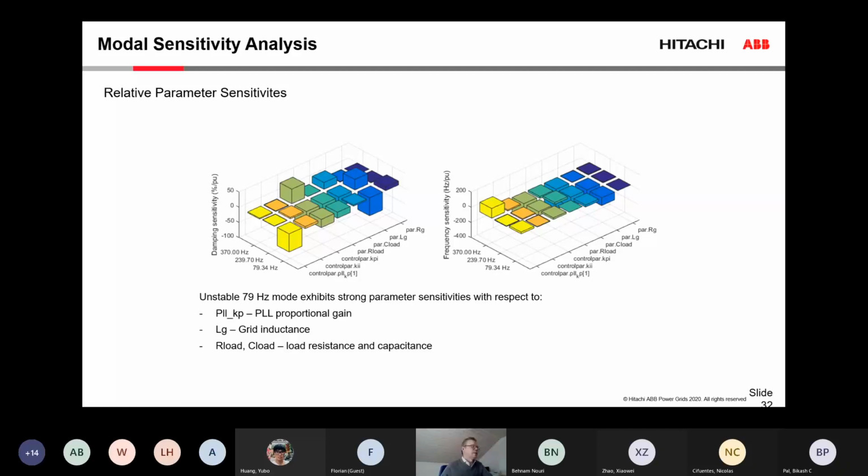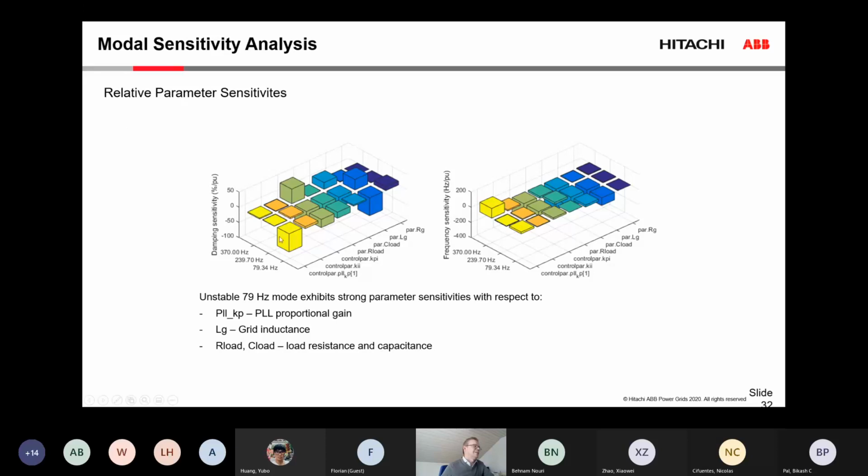So again, in this example, we have considered a number of controller parameters in the control system as tunable. For example, the PLL gain, the current control gain, that's the KPI, the integral gain of the current control, and some of the grid parameters. And here the magnitude of these shows you how strongly the resonance mode will be affected by changes in those tuning parameters.